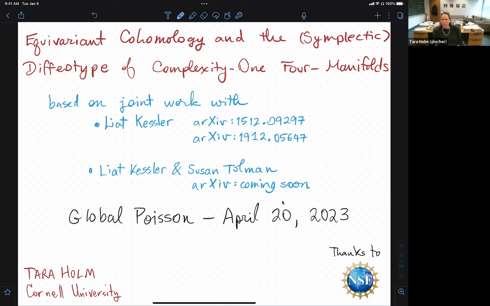I am mostly going to be focusing on the very simple Poisson case of symplectic manifolds, so the case of one symplectic leaf. But I'll make mention of more general Poisson geometry in some cases. I'm telling you today about some joint work of mine with Liat Kessler and also with Liat and Sue Tolman that's ongoing, and hopefully the preprint with Sue will be out soon.